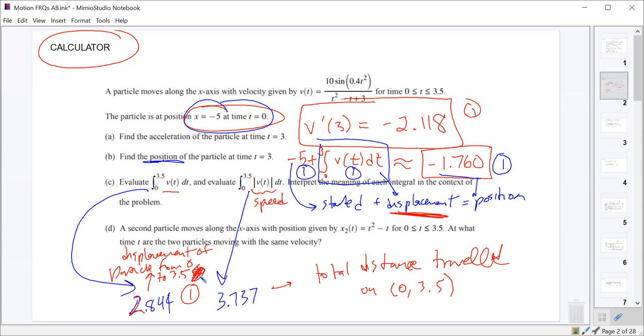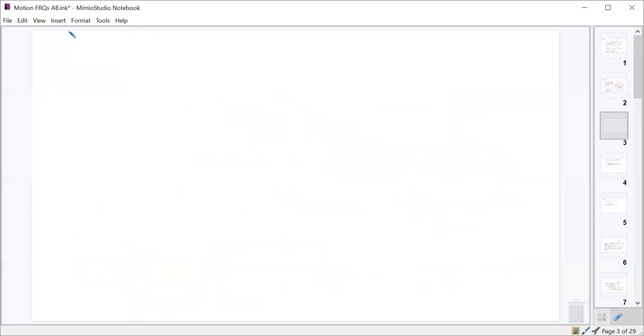Okay. Part D, we have a second particle that moves along the x-axis. We are given its position equation, and we want to know when the two particles are moving with the same velocity. Well, we want v of t, the velocity of our first one, to be equal to the velocity of the second, which is the derivative of its position, right?